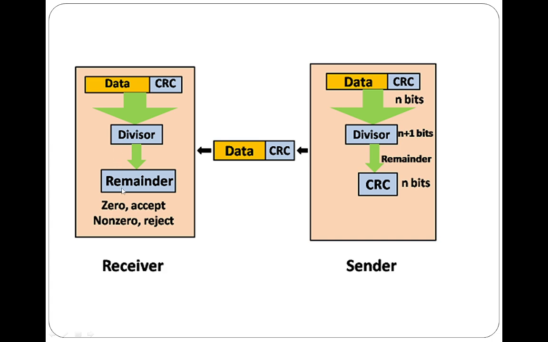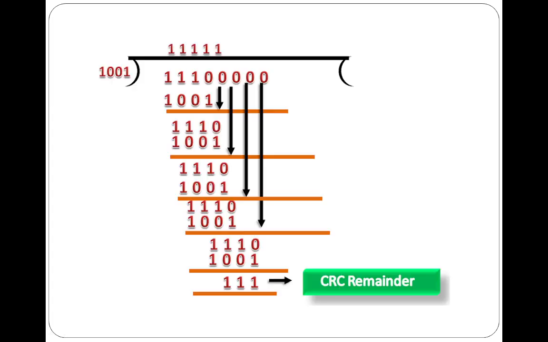At the receiver side, we perform the reverse process. If we get 0 as the remainder, then that is acceptable. If it is non-zero, we have to reject it. So this one is the best example for that. Here you can see that the divisor is 1001.